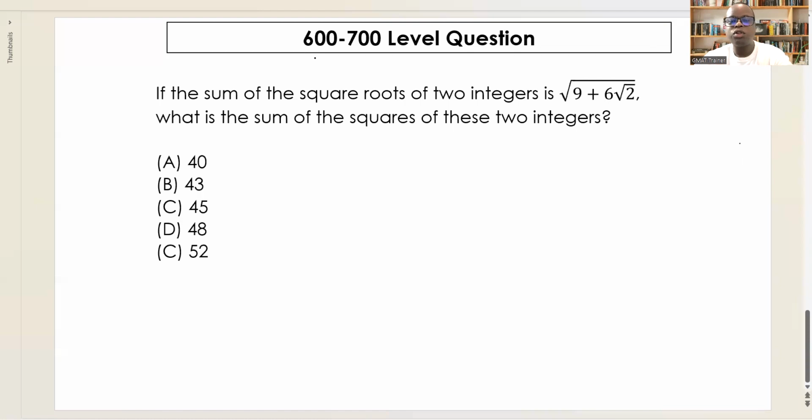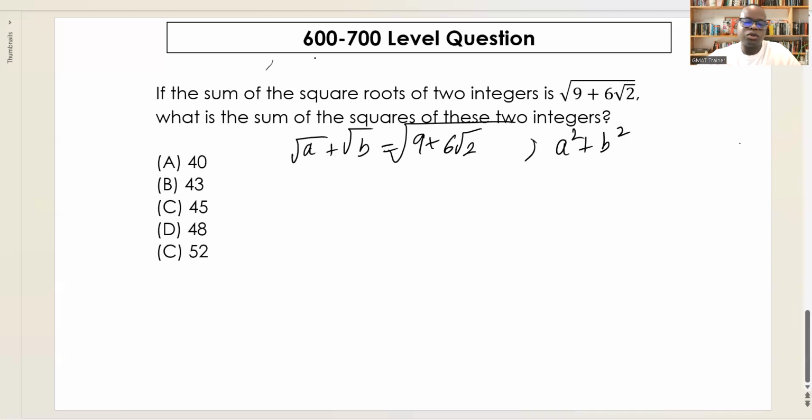If the sum of the square roots of two integers is root 9 plus 6 root 2, what is the sum of the squares of these two integers? So this is a word problem. Let's now put it in a mathematical way. We have the sum of square roots of two integers, let's call them a and b: root a plus root b. The sum of the square roots is equal to the square root of 9 plus 6 root 2. Then the question asks us to find the sum of the squares of these two numbers. So that is a squared plus b squared.